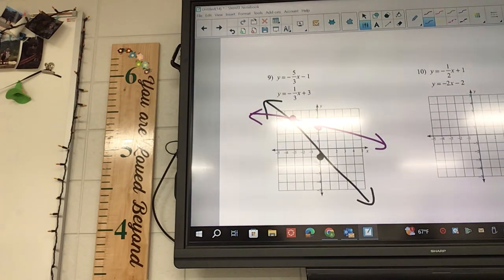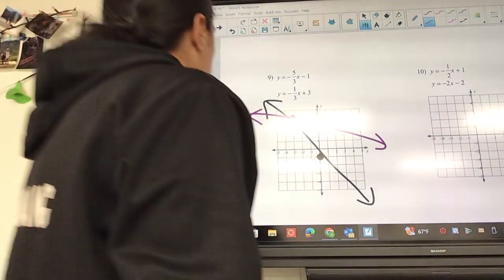Okay, take a second for yourself. Write down the intersection point. Just try it. It ain't gonna hurt nothing. Okay, what'd you guys write down? Negative 3, 4.